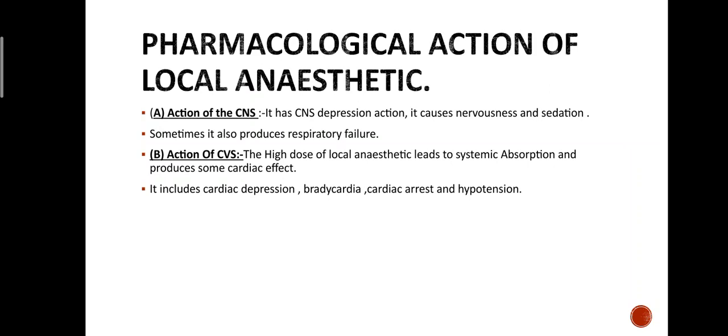Next main point, pharmacological action of local anesthetics. There are two main actions: action on the CNS, the central nervous system, and action on the CVS, the cardiovascular system. In action on the CNS, it has a CNS depression action. It causes nervousness and sedation. Sometimes it also produces respiratory failure. In action on the CVS, a high dose of local anesthetic leads to systemic absorption and produces some cardiac effects. It includes cardiac depression, bradycardia, cardiac arrest, and hypotension. These are the two main actions of local anesthetics.